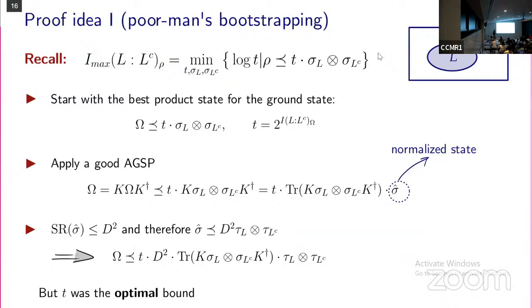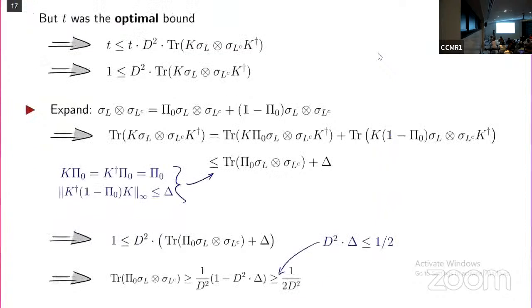Now we use the fact that we started from the ones that were already the best, the optimal, and we reached yet another bound on the ground space with respect to some product state. This means that all of this expression must be smaller than T, because T was the optimal. So as a result, we get this inequality. We take off T and we get this thing, and now we can work on what is written here.